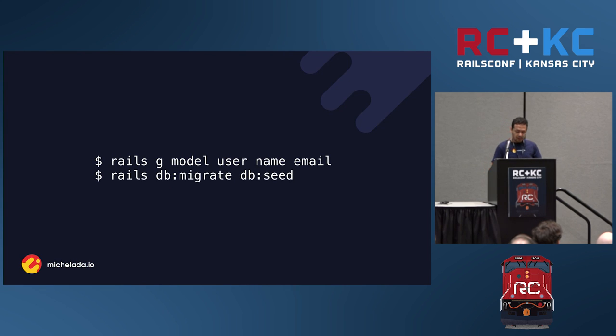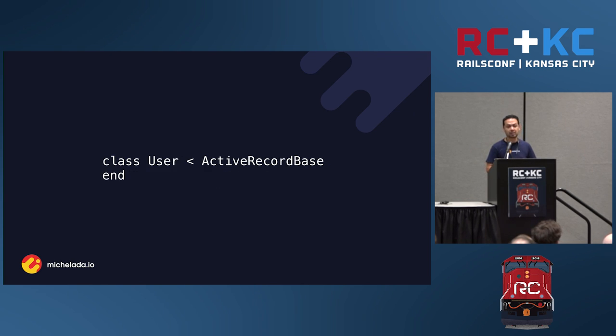Probably we are all familiar with this line of code. It's like a Russian doll, right? We are basically creating an app within an app, using a generator in order to create a model definition. But at the core, what we are going to end up with is something like this.